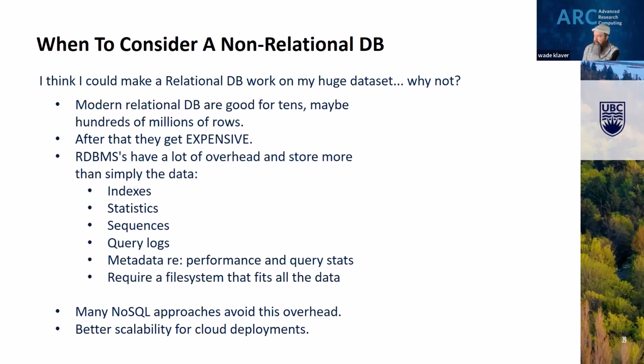So at some point, once you hit the billions of rows, you'll note that Google search results are not stored in a relational database. It would just be impossible. They would be using all their horsepower just to maintain indexes and none of it to query data. So there is a trade-off. I put here hundreds of millions of rows for a modern relational database.